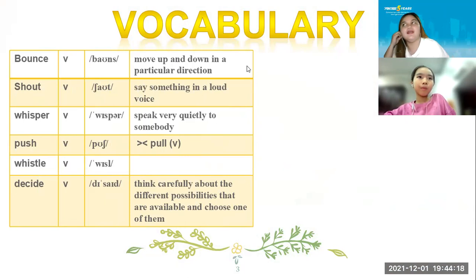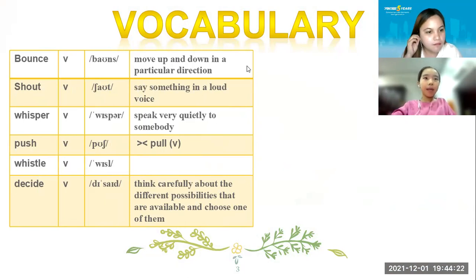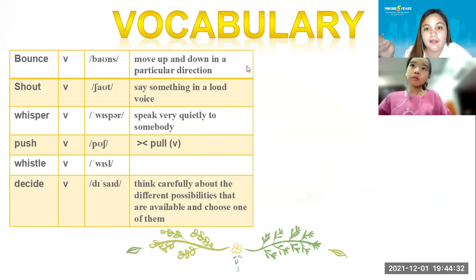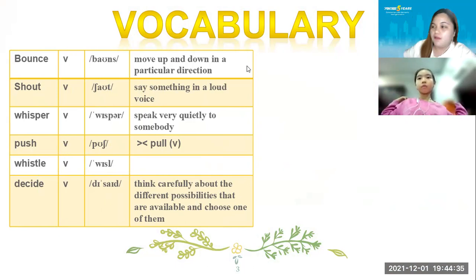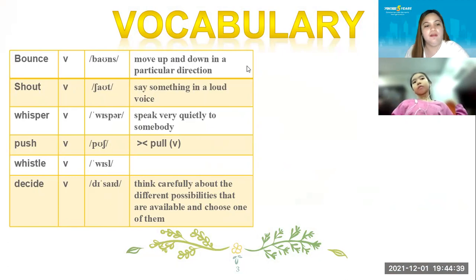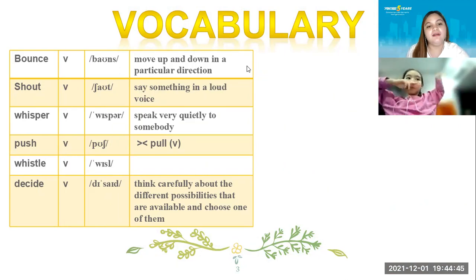Okay, number 1 is? Bounce. Move up and down in a particular direction. Okay, so bounce is like when you throw the ball, it comes back to you, right? Because when you throw it, it comes up. It means that it's just coming back to you all the time. Okay, number 2 is?